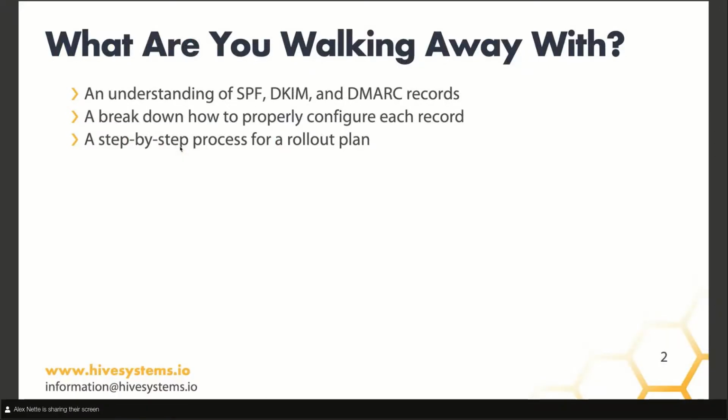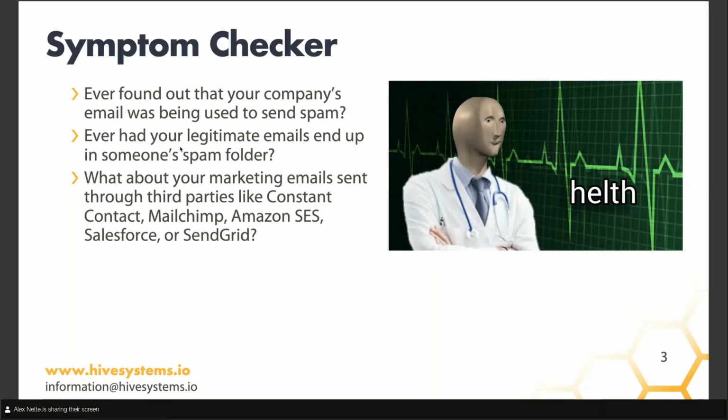Well, it's going to be an understanding of what SPF, DKIM, and DMARC records are, a breakdown of how to properly configure each record, and ultimately a step by step process for creating a rollout plan. So let's start at the top with the symptom checker.